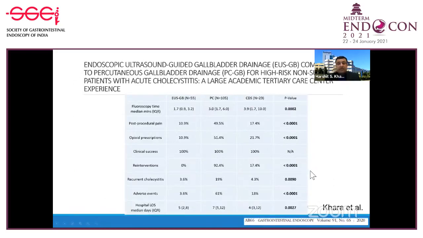So this is my own data at Geisinger Medical Center. We compared all three groups: EUS-guided gallbladder drainage, percutaneous drainage, and transcystic drainage. This data was presented last year at DDW. And we found that fluoroscopy time, post-procedure pain, opioid pain medication need, reintervention rate, risk of recurrent cholecystitis, as well as adverse event rate and hospital length of stay were significantly lower in the EUS-guided gallbladder drainage group. And the clinical success rates were similar.